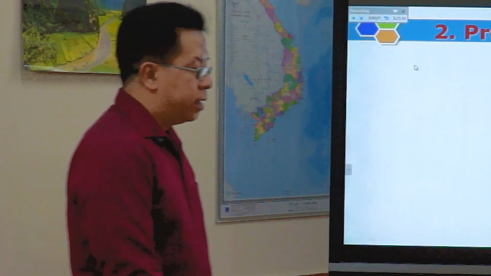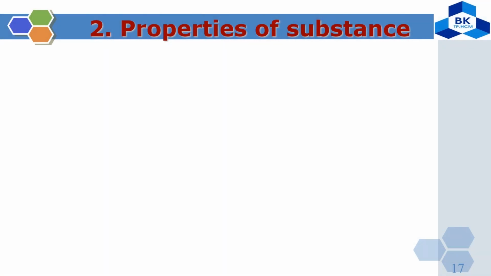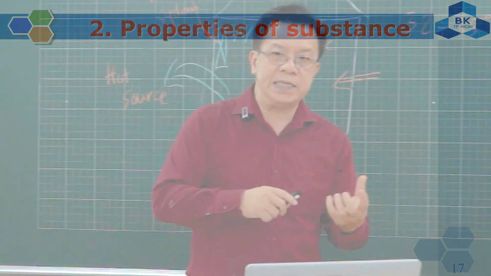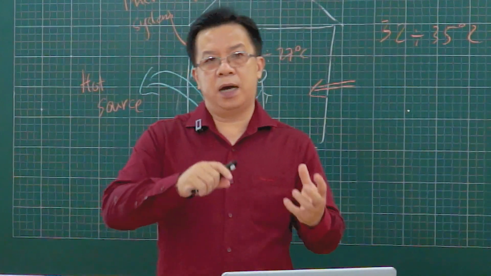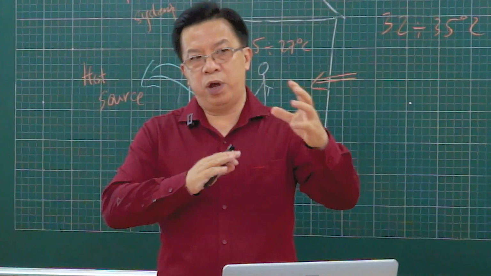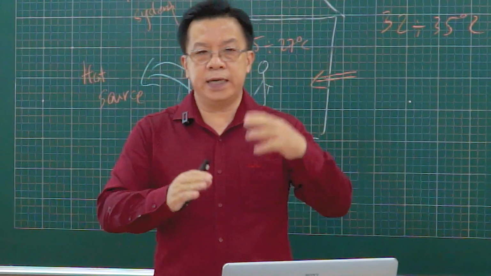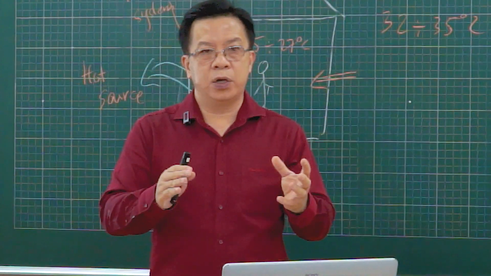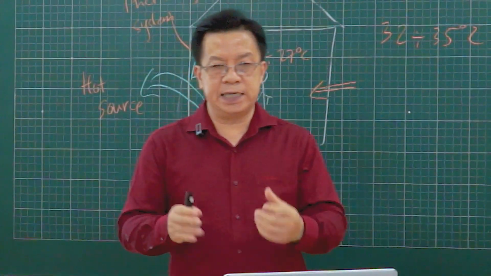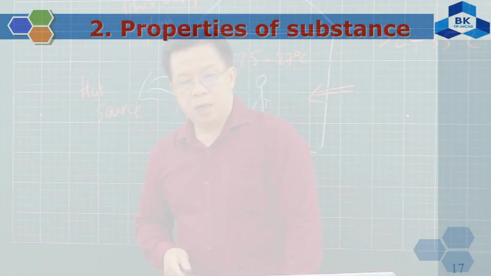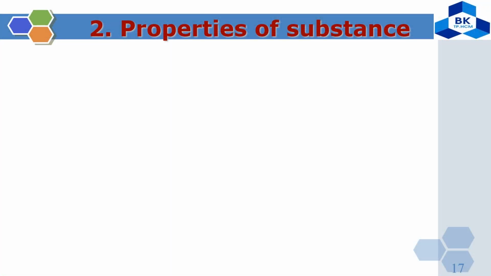Okay? So that is about the thermodynamic system. The thermodynamic system can be classified as a closed system or an open system. And depending on whether we interact with the surroundings, the heat itself or the heat and mass, we call it the isolated system or the thermally isolated system. Now we go to the second part, the properties of the substance.